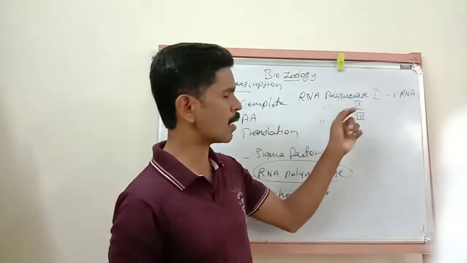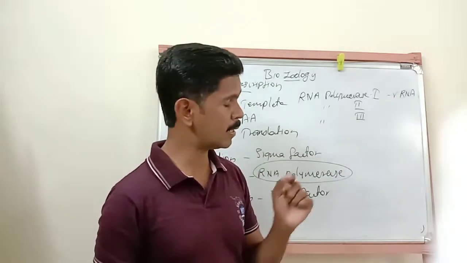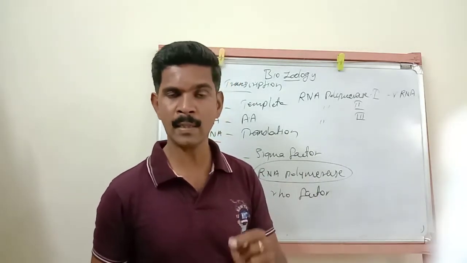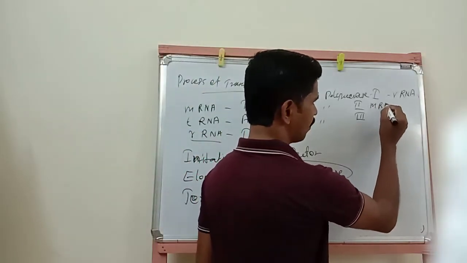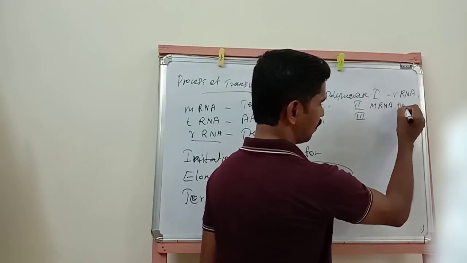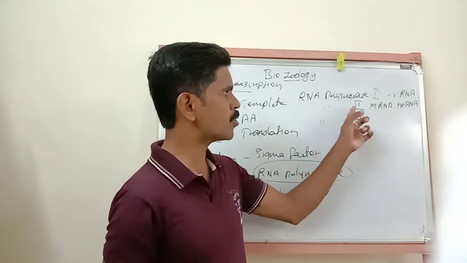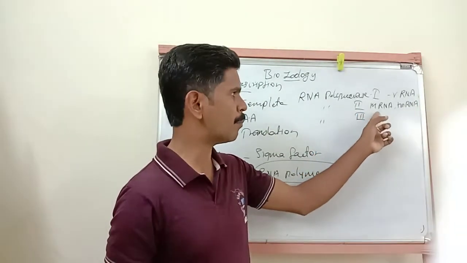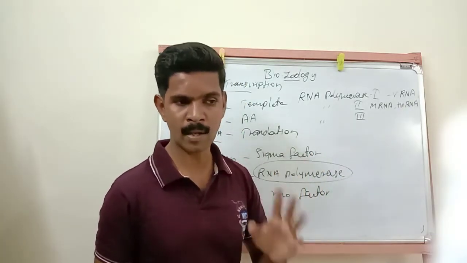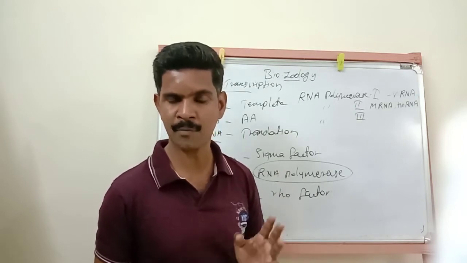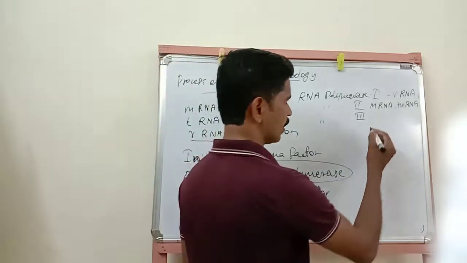Then the second enzyme, RNA polymerase 2. This enzyme controls the transcription of mRNA and hnRNA. Understand? So RNA polymerase 2 controls the transcription of mRNA and hnRNA. Then the third enzyme, RNA polymerase 3. This RNA polymerase 3 is responsible for the transcription of tRNA and 5S RNA.